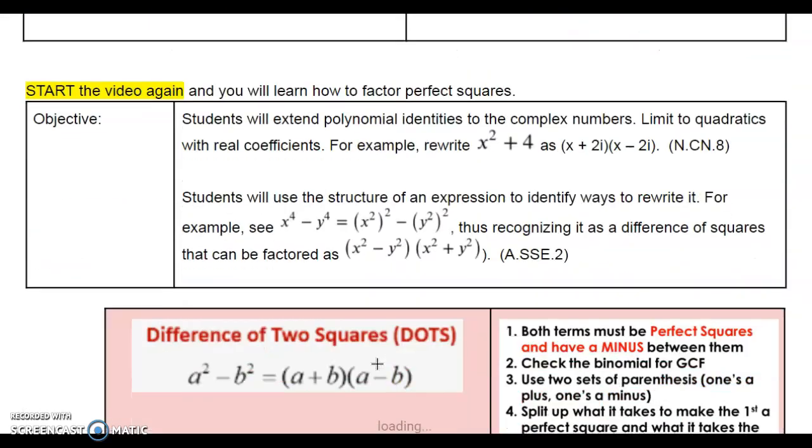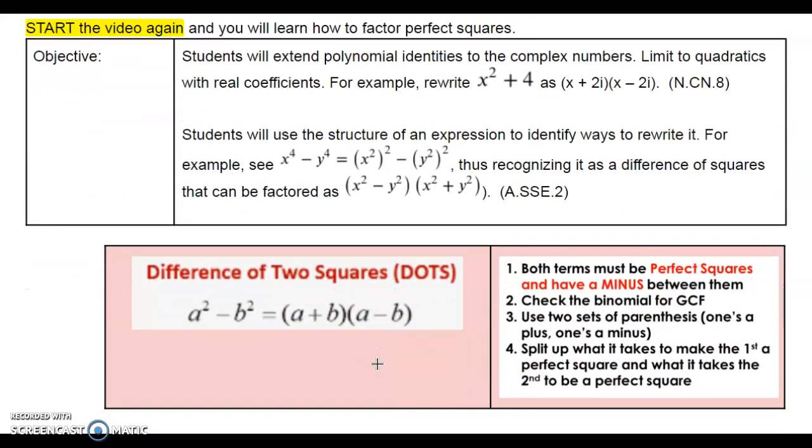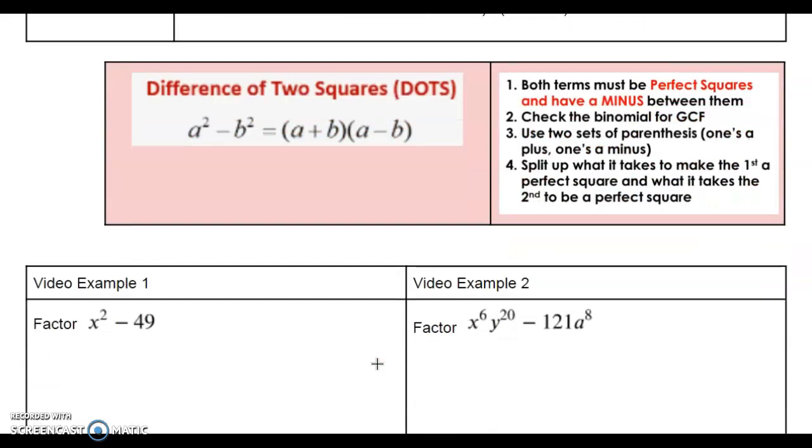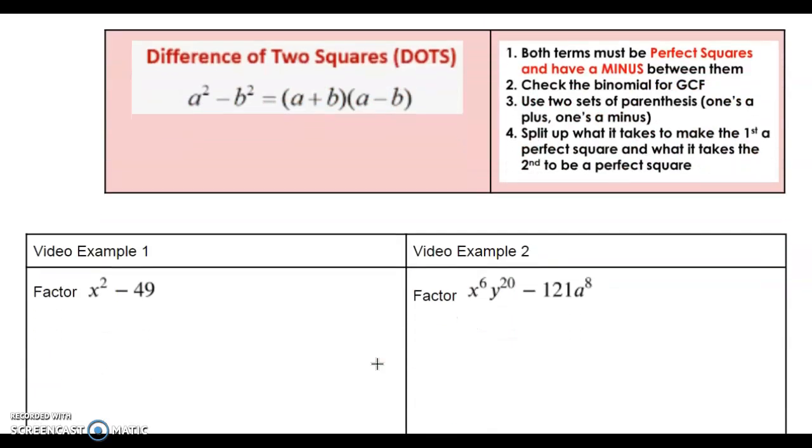Okay, so let's go ahead and continue with the difference of perfect squares. What you're going to notice is you will always have two terms separated with a minus. And the way you factor it is in two separate parentheses. And notice it does say A and B, the same.